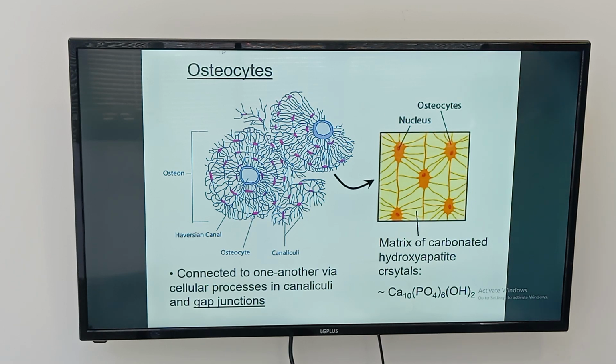Let's look at what the osteocytes are made from. This whole structure is called an osteon. This hole or circle in the middle is the Haversian canal. Each of these purple dots in front of you is an osteocyte, and the fine lines that you can see are canaliculi.